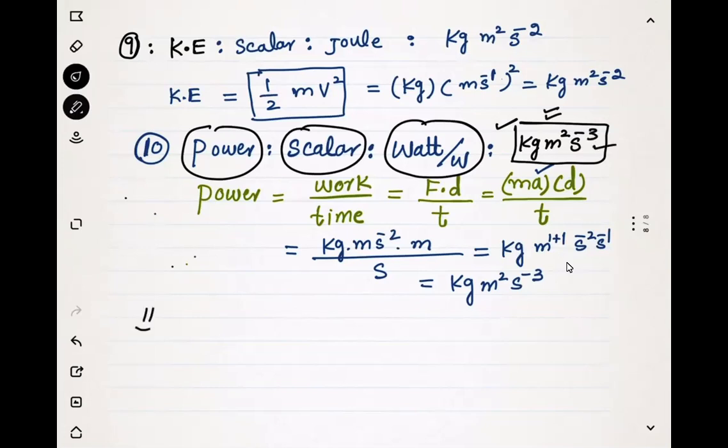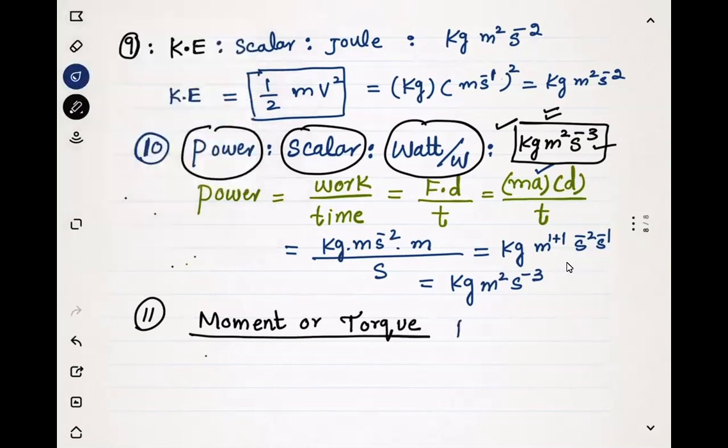Quantity number 11 is moment or torque. It is a rotating effect of force. It is the rotating effect, or I will say rotating acceleration, basically. Rotating acceleration or rotating deceleration. So for rotational objects, acceleration or deceleration is called moment.